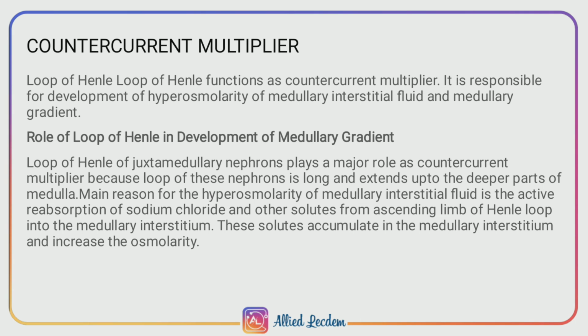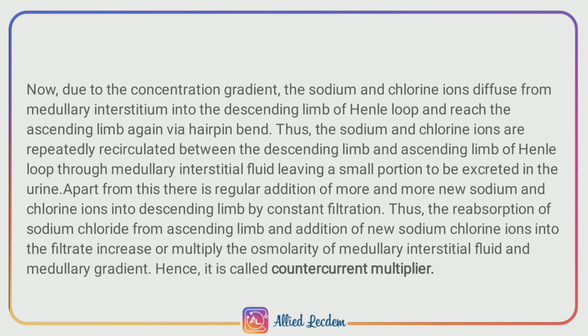The main reason for hyperosmolarity is active reabsorption of sodium chloride and other solutes from the ascending limb of the loop of Henle. These accumulate in the medullary interstitium and increase the osmolarity. Due to the concentration gradient, the sodium and chloride ions diffuse from the medullary interstitium into the descending limb of Henle and reach the ascending limb. Sodium and chloride ions are repeatedly recirculated between the descending and ascending limbs of Henle, leaving a small portion to be excreted in urine.